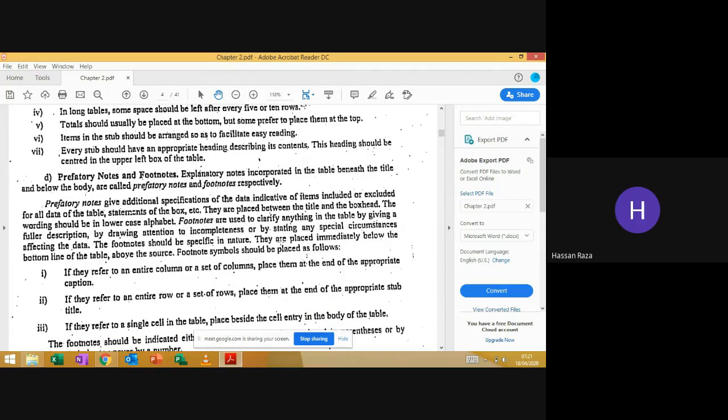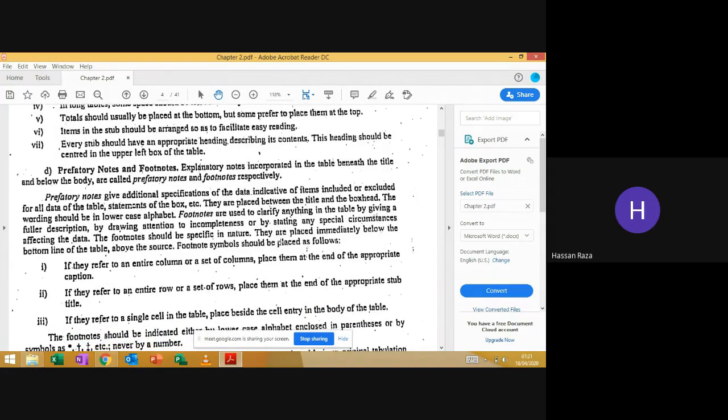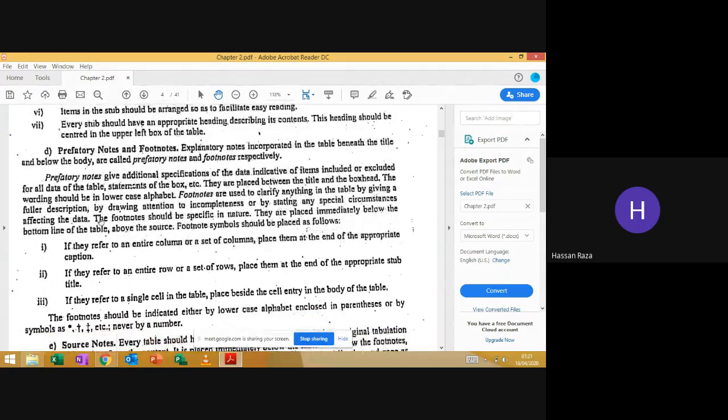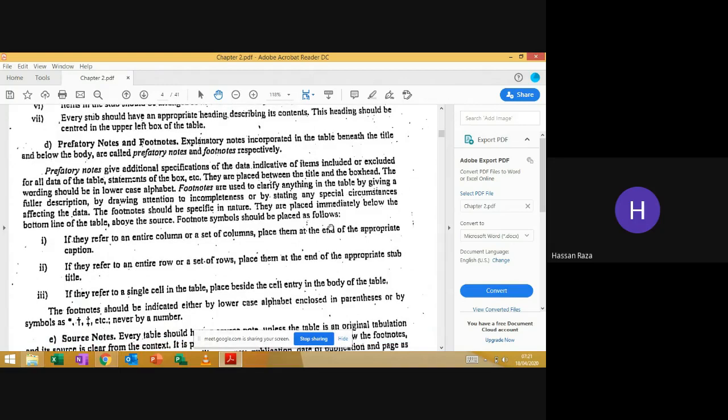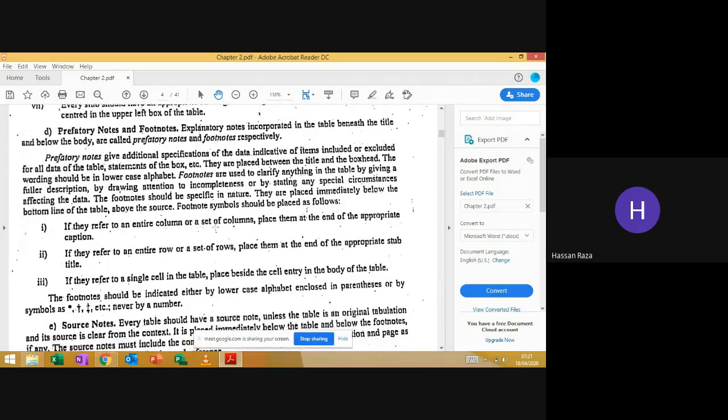Likewise, we are going to discuss footnotes. They are placed immediately below the bottom line of the table above the source. Footnotes should be placed as follows. There are certain rules to use footnotes or referentially notes. If they refer to an entire column or set of columns, place them at the end of the appropriate section.